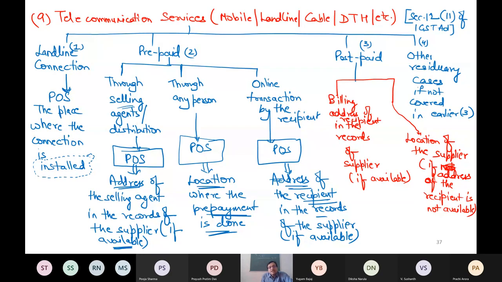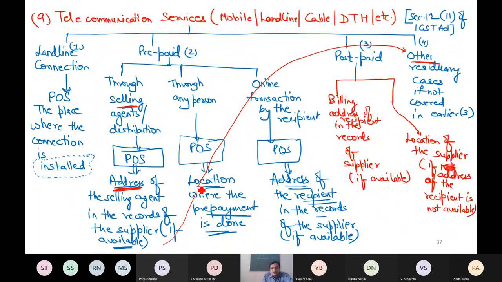Other means what? Other than landline, other than prepaid, other than postpaid, if there is anything. Or even within prepaid, for example, when the services were available through selling agent, I have simply said that address of selling agent if available. Now suppose if address of selling agent is not available, then I will apply which rule? If address not available, what options I have to apply the rule? I will call it as other. I will apply this rule. Whatever is that, I will tell you.